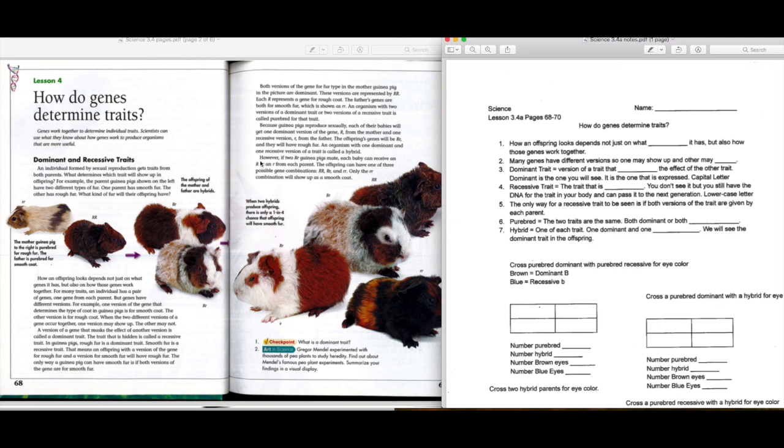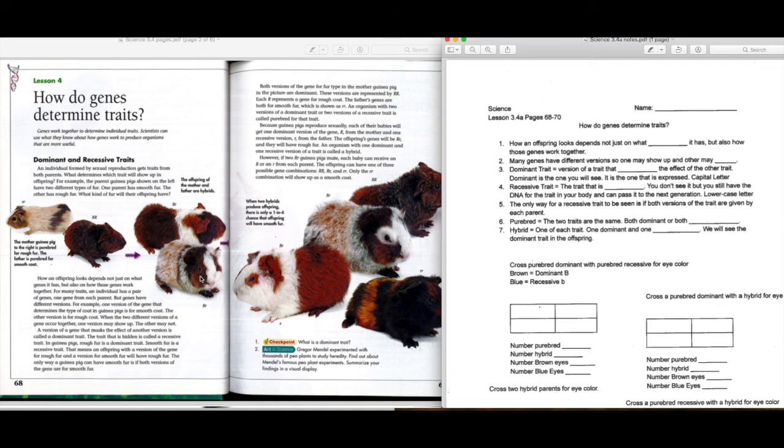Here we go. However, if two hybrids, because they have one of each, guinea pigs mate, each baby will receive a capital R or a lowercase r from each parent. The offspring can have one of three possible gene combinations. They can be capital R capital R, capital R lowercase r, or lowercase r lowercase r. Only the lowercase combination will show the smooth coat. So here we go.